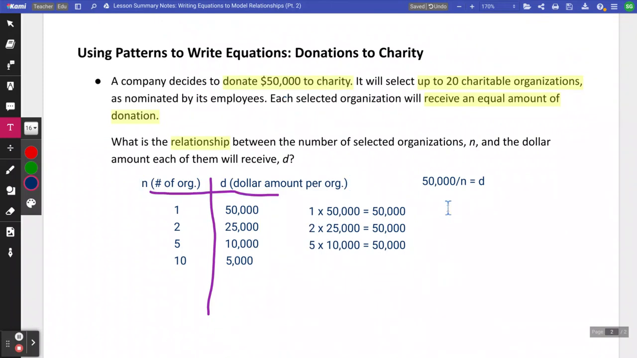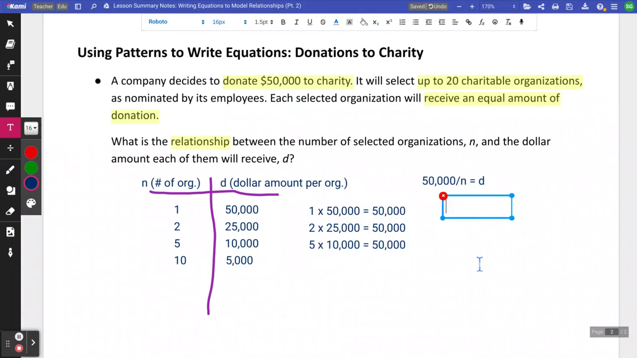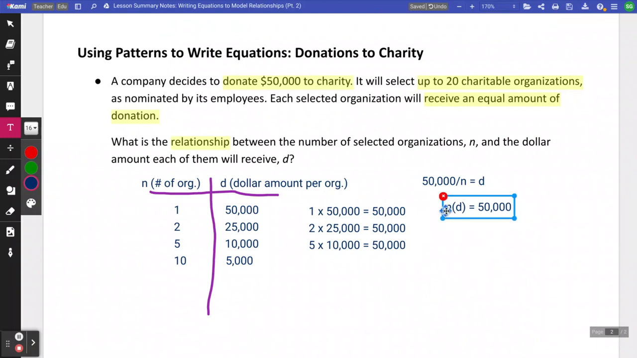By noticing that, I can go ahead and generalize that with an equation. Every single time I can multiply the number of organizations, that's N, times the dollar amount for each organization, that's D, and that's going to give me every single time $50,000. So we get that equation there as another option for an equation that represents this table here.